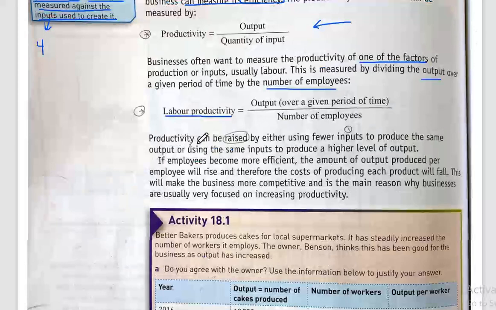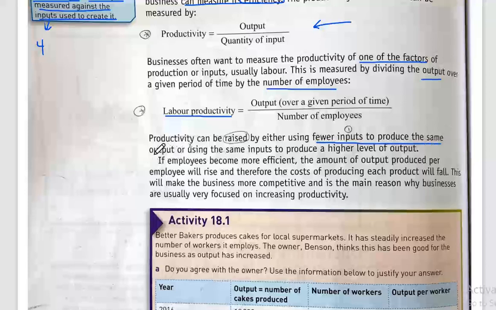So productivity can be raised by either using fewer inputs to produce the same output, or using the same input to produce a higher level of output. So I can raise my productivity when I use fewer inputs, but at the same time I'm getting the same amount of output. And I can raise productivity when I use the same amount of input but get higher levels of output. These are the two ways.